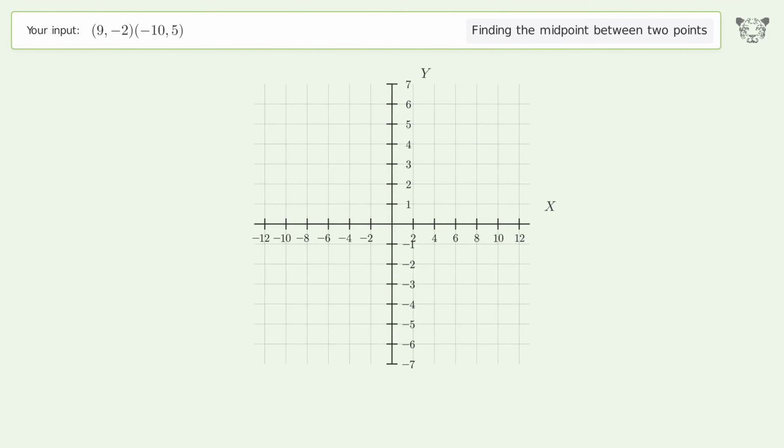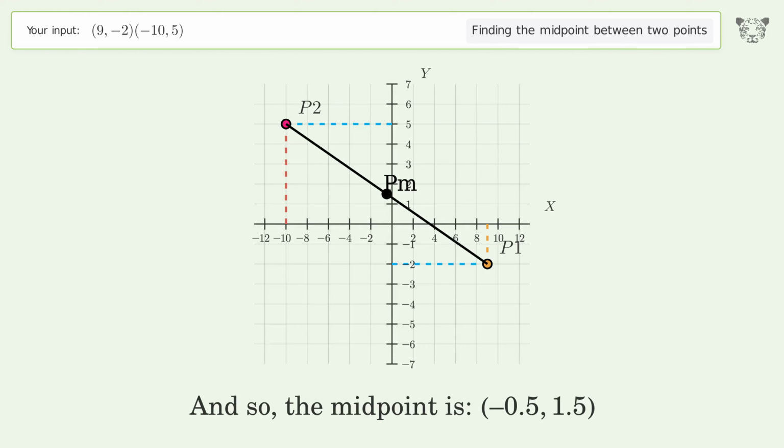And so, the midpoint is negative 0.5, 1.5.